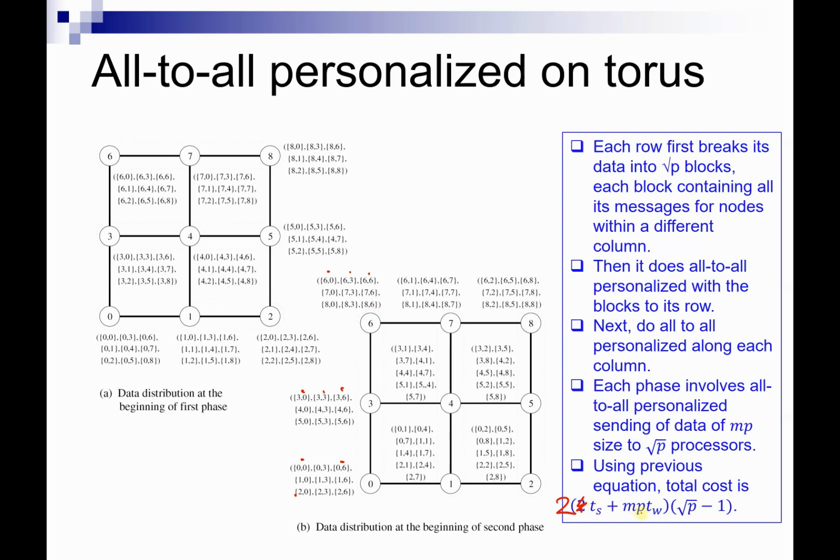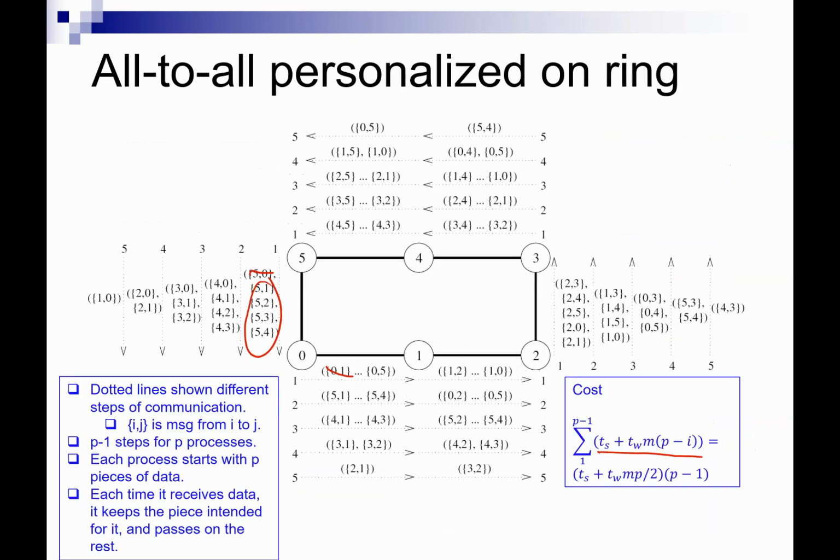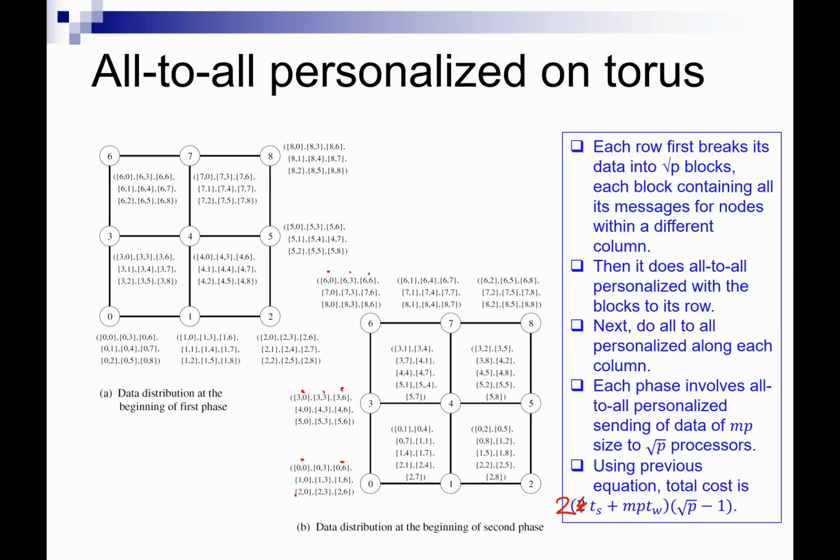the TS plus MP times TW, right? Times, we know that the amount of time to do all-to-all personalized broadcasts to K processes, from this thing over here, we know that the cost is going to be just multiplied by K. So here we're broadcasting to root P processes, so we're going to multiply this by root P. And then you need to do two phases of this for the rows and the columns, so that's where the 2 comes from.